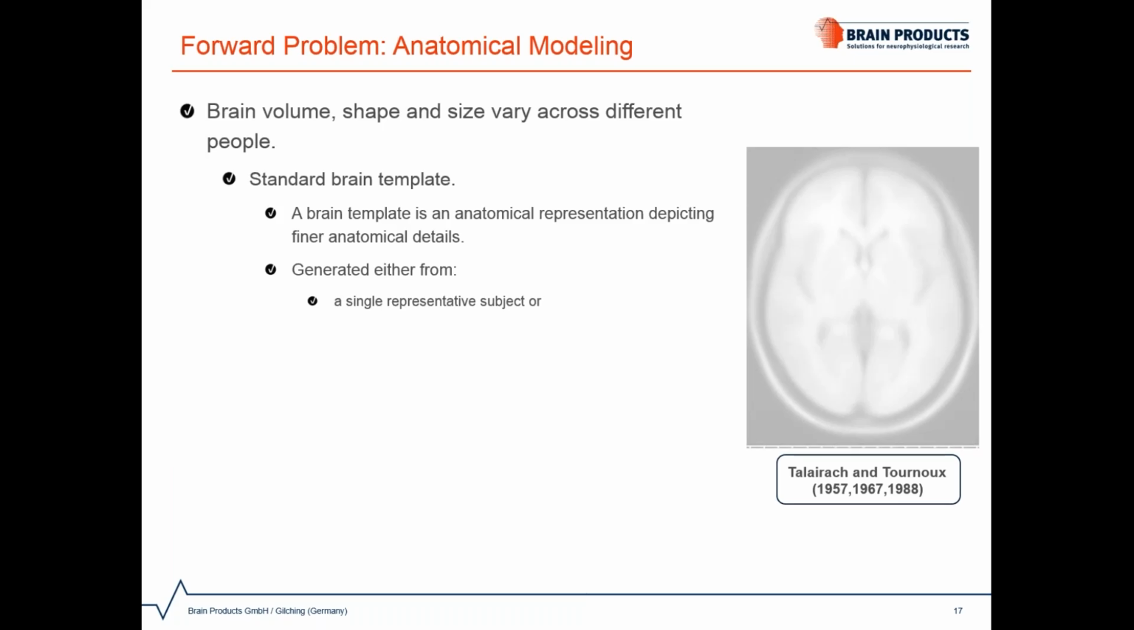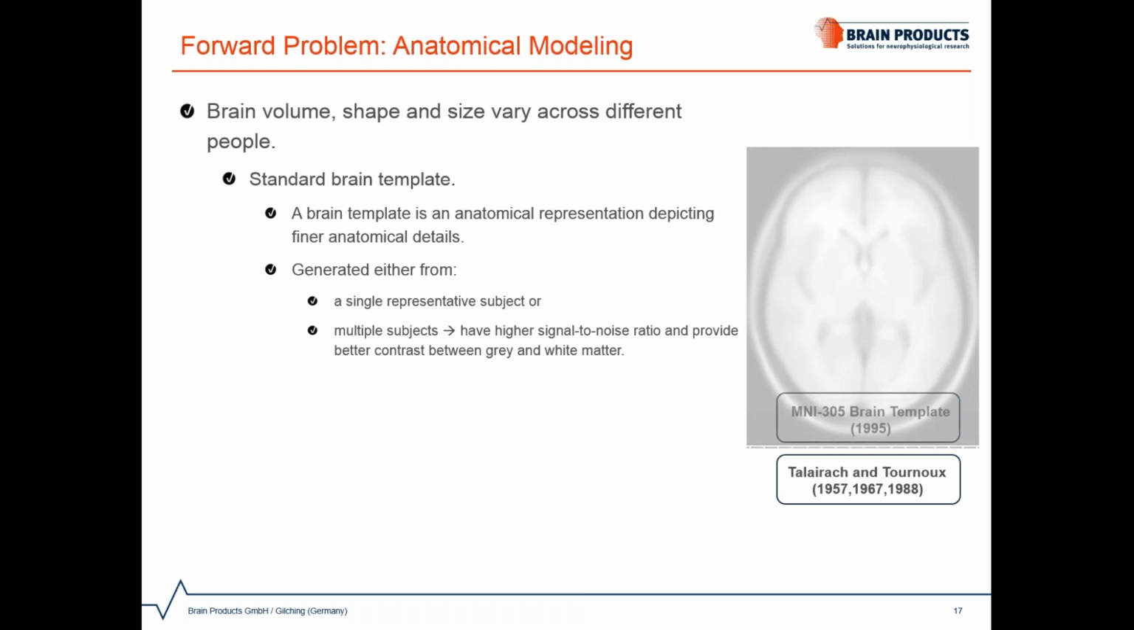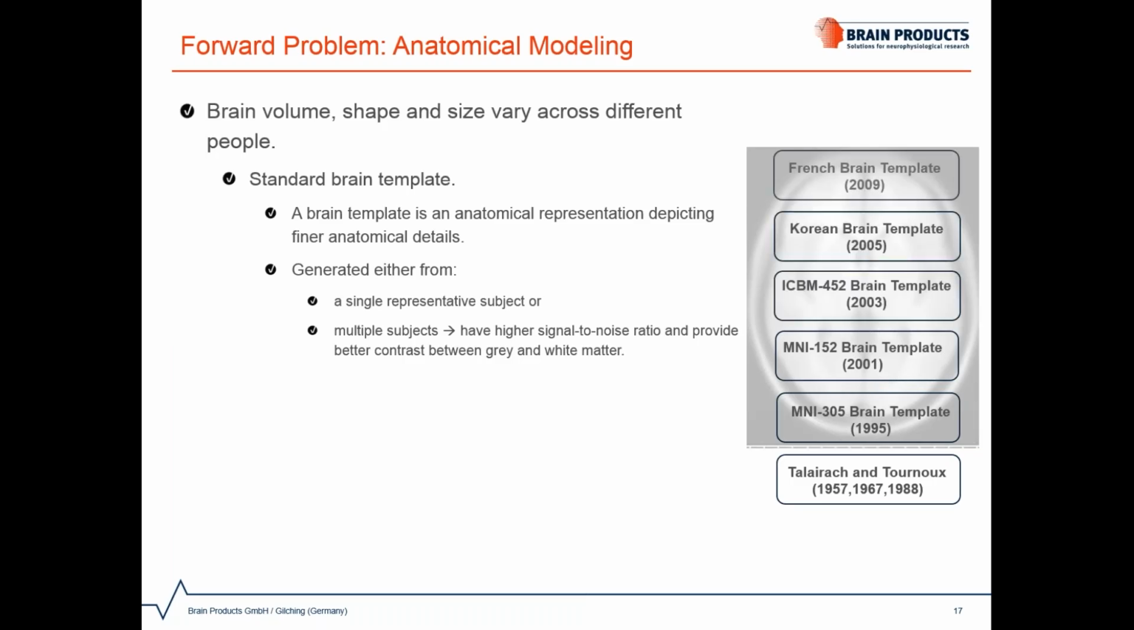This atlas has become one of the standard reference systems in human brain mapping and enables us to identify and label anatomical details of the brain. The more advanced brain templates are generated using the average of multiple subjects' MR images. These are the most commonly used adult brain templates presented in chronological order. These templates have a higher signal-to-noise ratio and provide better contrast between the gray and white matter.